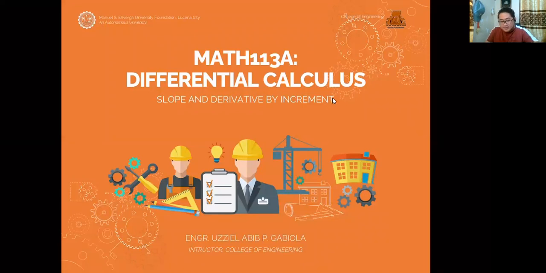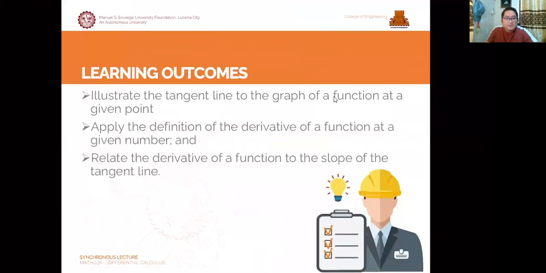Okay? So at the end of the session, ano yung mga kailangan o sana makuha ninyo after this session? First one is ma-illustrate natin yung tangent line to the graph of a function at a given point. So pag sinabing tangent line, nagta-touch lang siya dun sa curve natin sa isang point. Then after noon, hindi na siya nag-touch ulit dun sa curve natin. So every point na meron tayo dun sa curve natin, meron siyang corresponding tangent line.